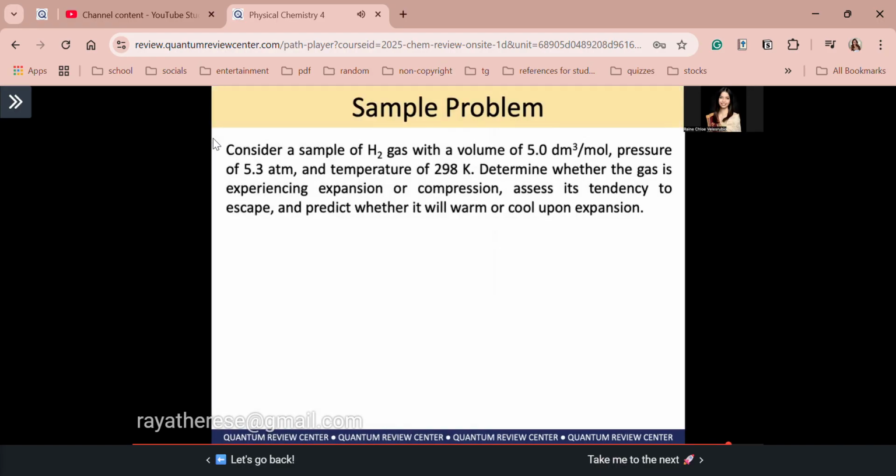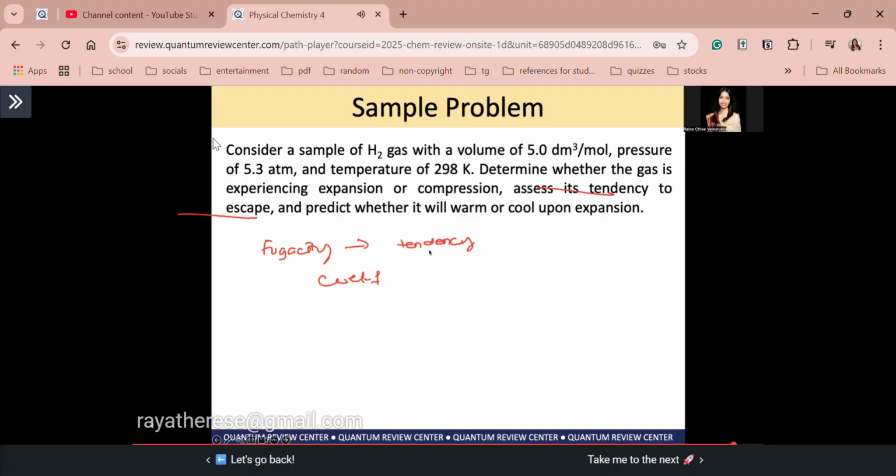Consider a sample of H2 gas with a volume of 5.0 dm3, pressure of 5.3 atmosphere, and temperature of 298 Kelvin. Determine whether the gas is experiencing expansion or compression, assess its tendency to escape, and predict whether it will warm up or cool upon expansion. When I say assess the tendency to escape, we have to get the fugacity coefficient, because the fugacity tells us the tendency for the gas molecules to escape.